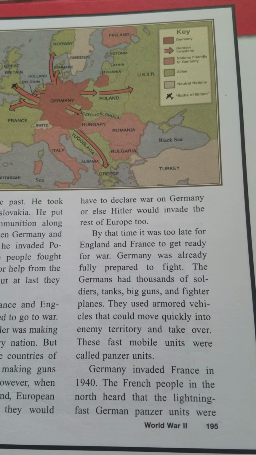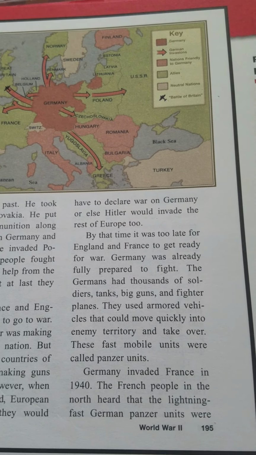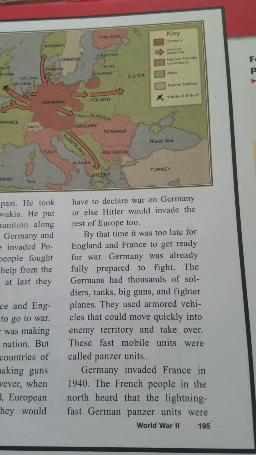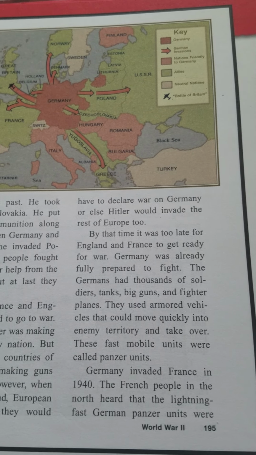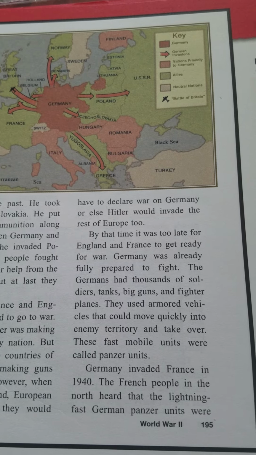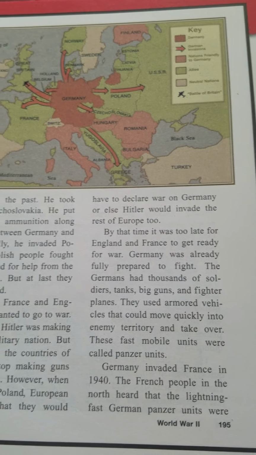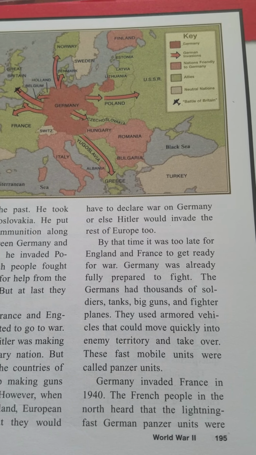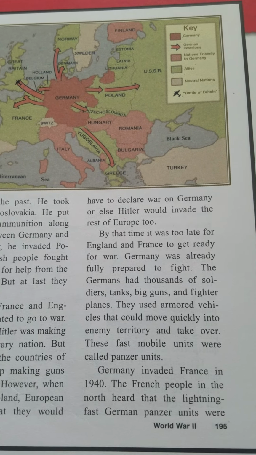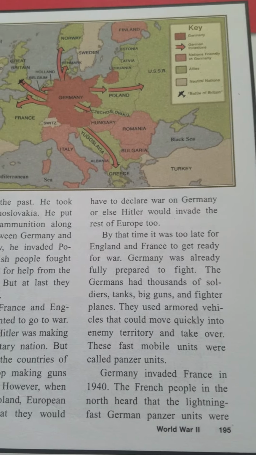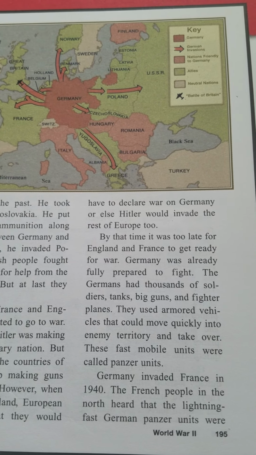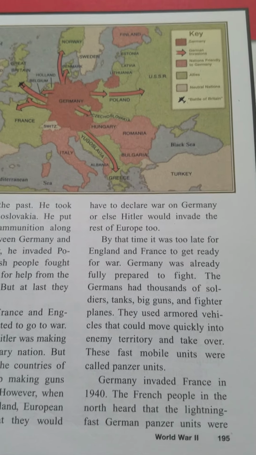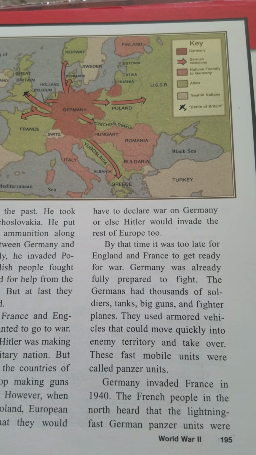By the time it was too late for England and France to get ready for war, Germany was already fully prepared to fight. The Germans had thousands of soldiers, tanks, big guns, and fighter planes. They used armored vehicles that could move quickly into enemy territory and take over. These fast mobile units were called panzer units. Germany invaded France in 1940.